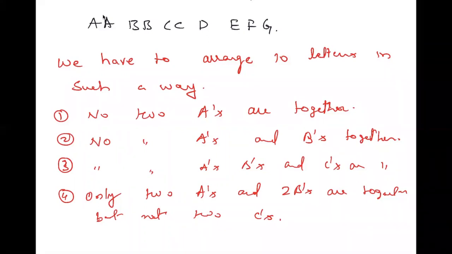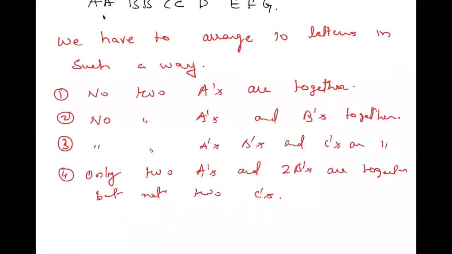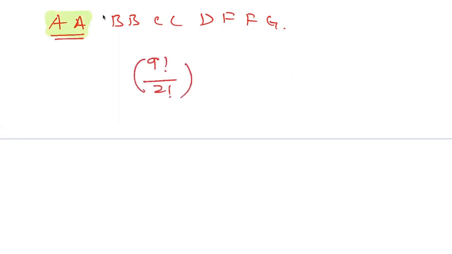See, no two A's are together, right? First, AA, BB, CC, D, E, F, G. No two A's are together. So we know that, if I'm saying two A's are together, so this is 1, 2, 3, 4, 5, 6, 7, 8, 9. Factorial 9 by factorial 2 means two A's are together.